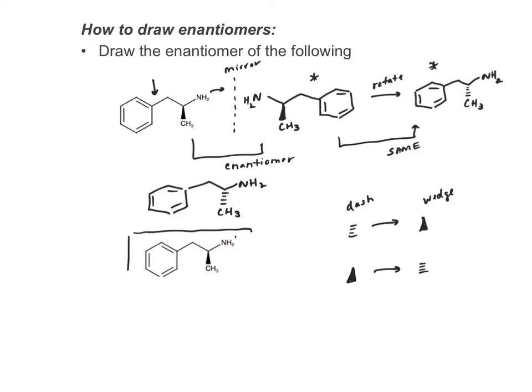So this ideally is the perfect scenario when they give you these wedges and dashes and it's kind of easy to see. Sometimes it's not, but for the most part, this is kind of a tried and true method. If I give you a molecule and I say draw the enantiomer of this molecule, just switch the wedge and the dash.